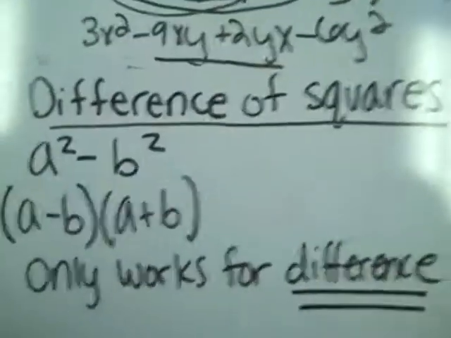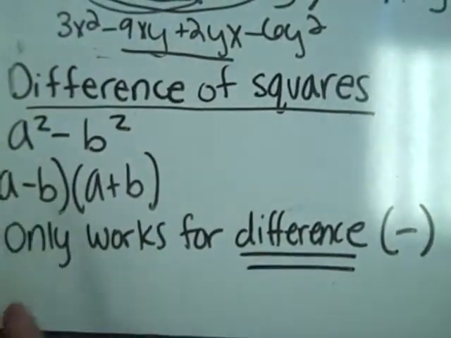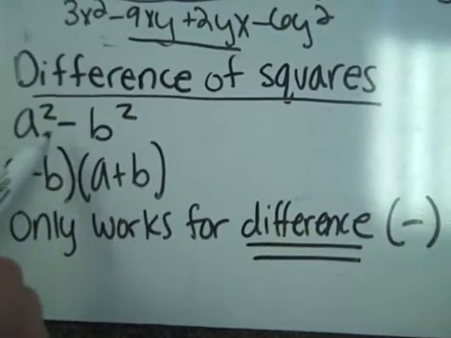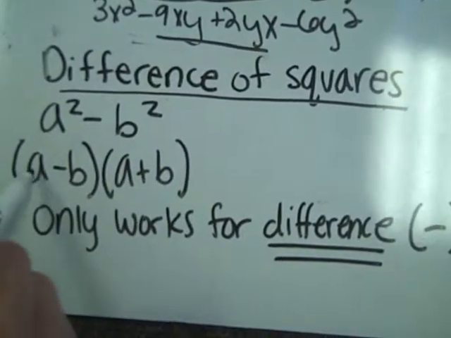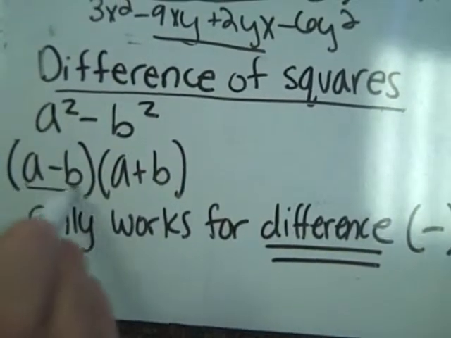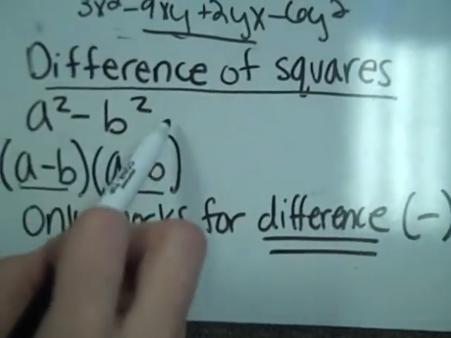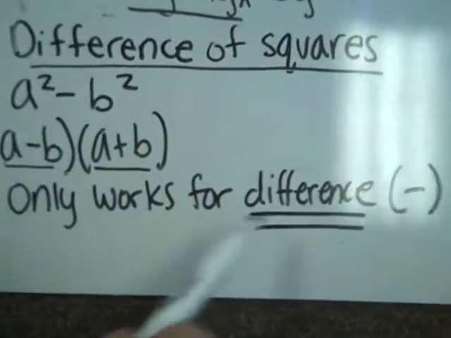For the next problem, you'll have to know how to use difference of squares. Difference of squares is when you have two perfect squares that are subtracted, and they can be factored into their differences and their sums. So if you have a squared minus b squared, it would be a minus b times a plus b. But this only works for the difference.